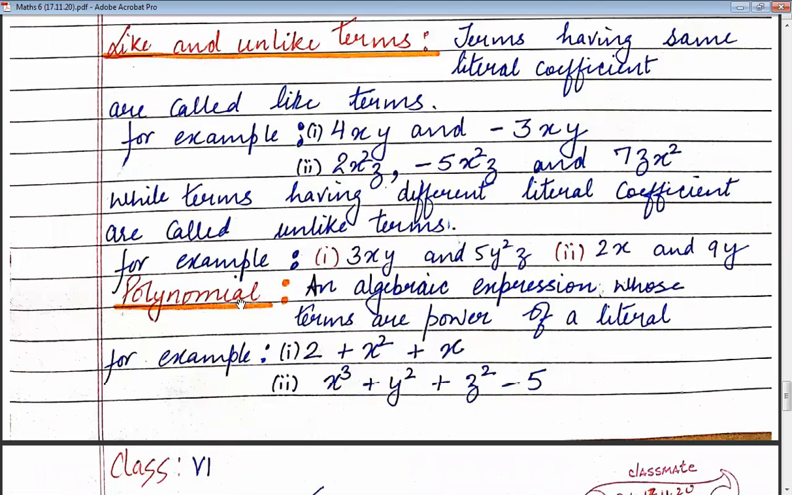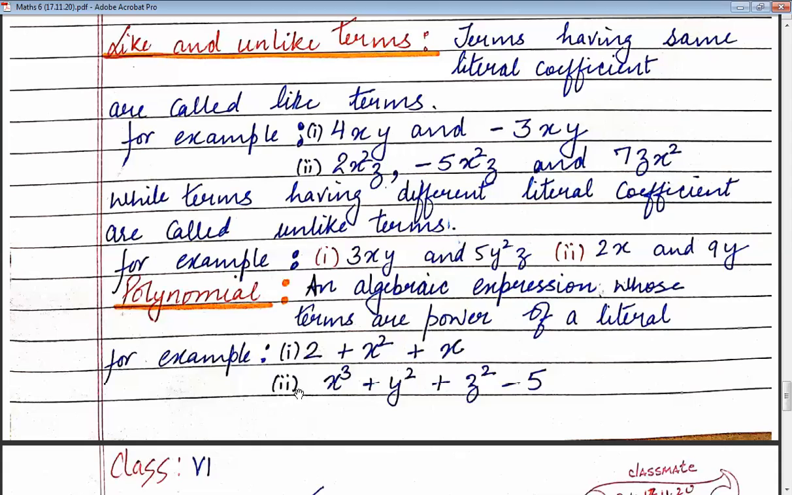polynomial. Now children, a polynomial is an algebraic expression whose terms are powers of a literal. It's very easy. A polynomial is just like an algebraic expression. Only in a polynomial we are having powers of literal. Like here the variable is x. So the power is x square. So it means this is a polynomial.